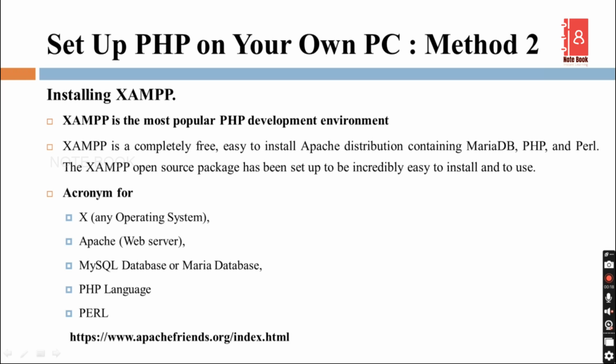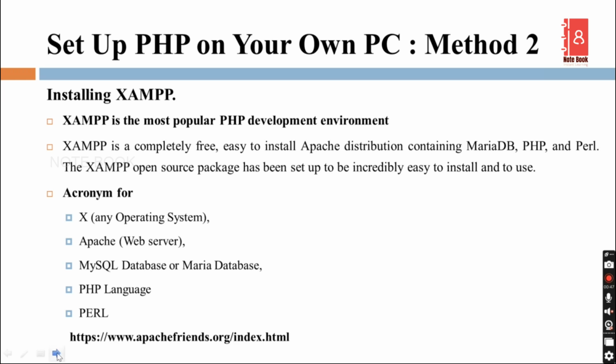This XAMPP contains MariaDB, PHP, and Perl. And the XAMPP open source package has been set up to be incredibly easy to install and to use. The acronym XAMPP stands for: X for any operating system, A for Apache server, that is the web server, M for MySQL database or Maria database, P for PHP language, and another P for Perl.